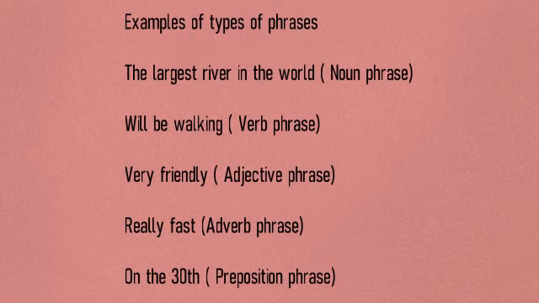Then the next example is very friendly. You can see that this phrase is focusing on friendly, which is an adjective. So this is an adjective phrase. And then in the next phrase, we have fast, which is an adverb. So that is the main word. So this is an adverb phrase. And the next example is a preposition phrase. You can see the example, on the 30th. It tells us about a place or about time using the preposition on. So this is a preposition phrase.